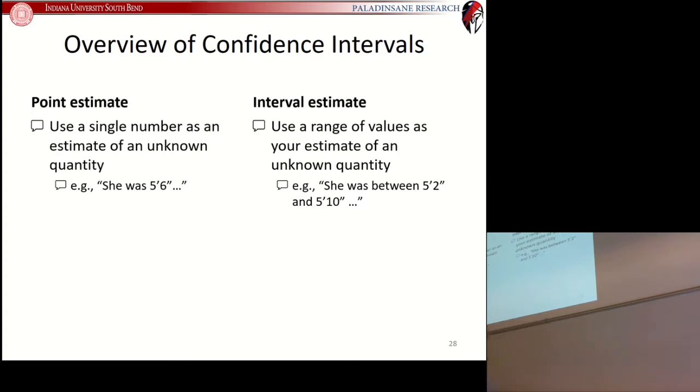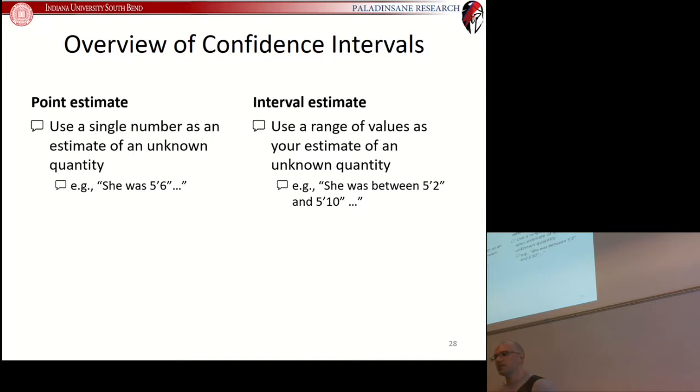So we have point estimates and we have interval estimates. Interval estimates kind of foreshadow: your confidence interval is made up of both of those. It's made up of a point, and around that point you have an interval. So it's important to have an idea of what these two estimates are.